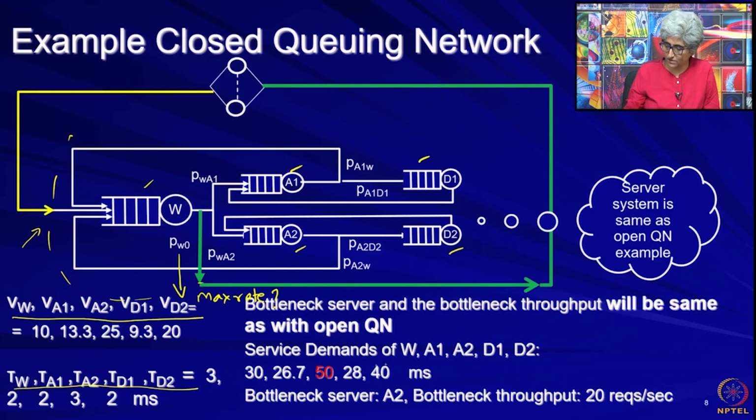We had calculated the service demands as this. It is a simple calculation: the 30 comes from 10 multiplied by 3, 26.7 comes from 13.3 multiplied by 2, 50 comes from 25 multiplied by 2 again, 28 comes from 9.3 multiplied by 3, and 40 comes from 20 multiplied by 2. So, these are the service demands. The 50 is again going to be the bottleneck service demand, which results in the bottleneck throughput of 20 requests per second, and A2 again is the bottleneck server. So, this part does not change at all.